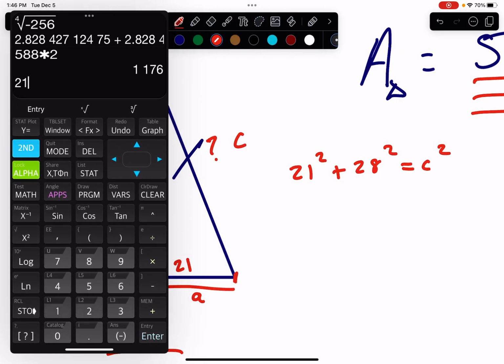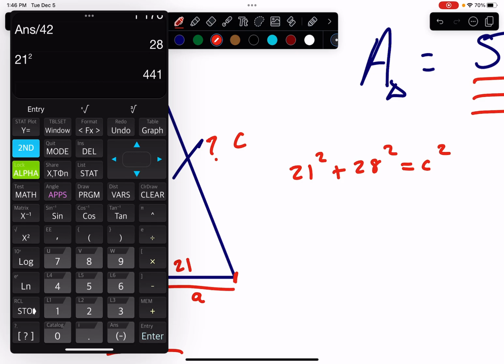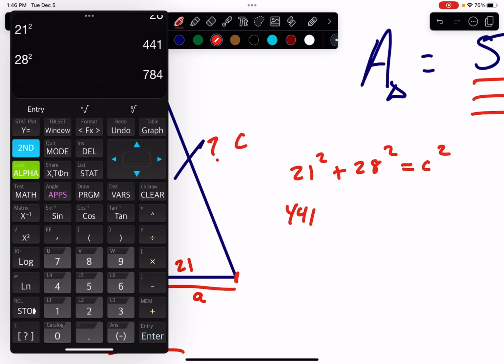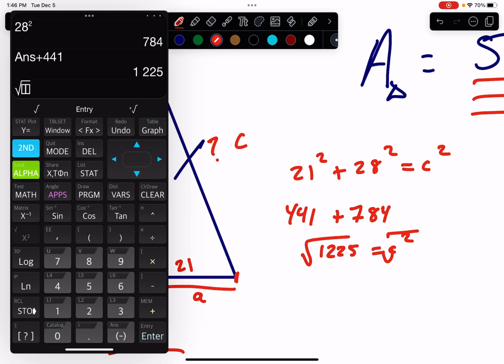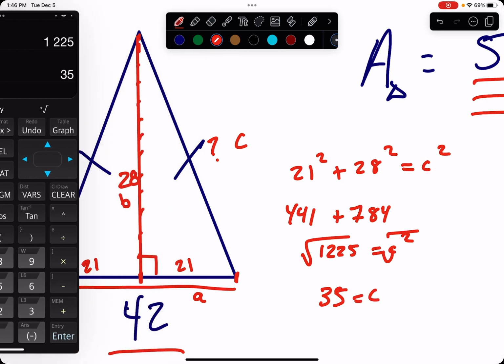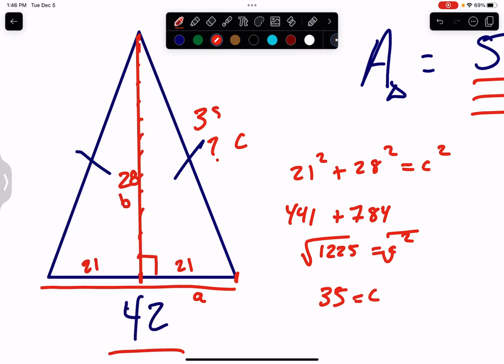So 21 squared, 441. 28 squared, 784. If we add those together, we'll get 1225 equals c squared. And to solve for that, we'll take a square root. We get 35. So now I know that this side here is 35.